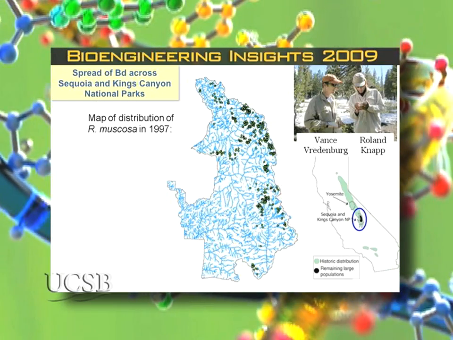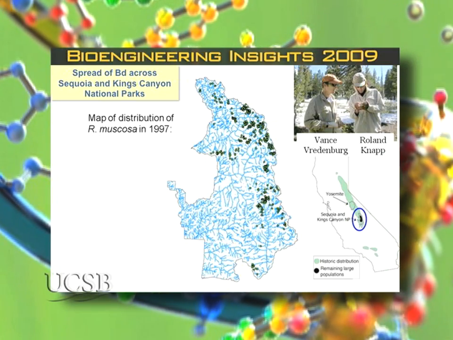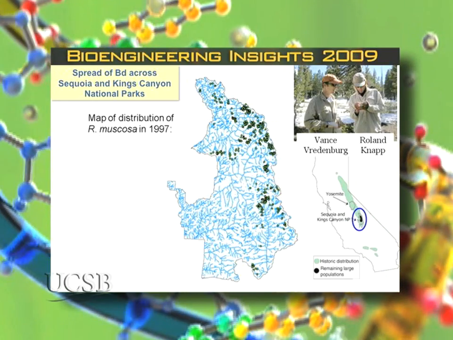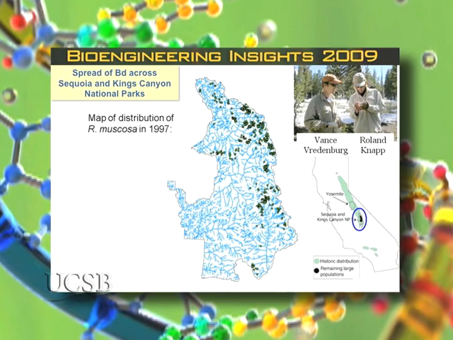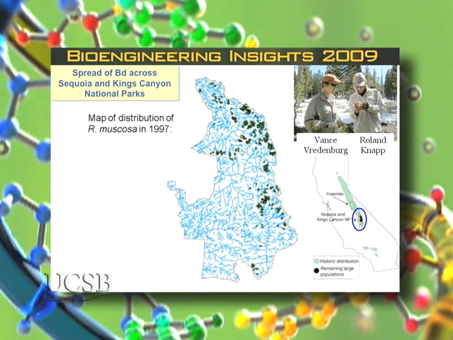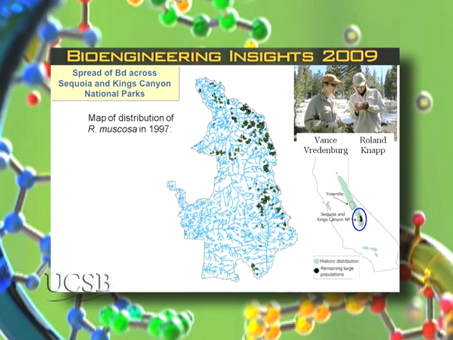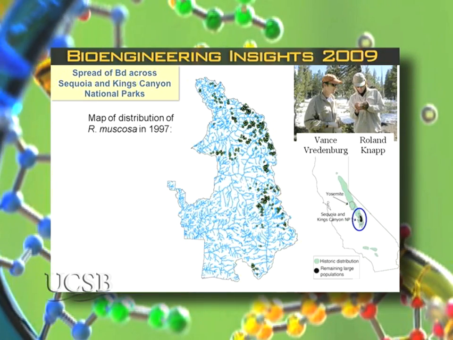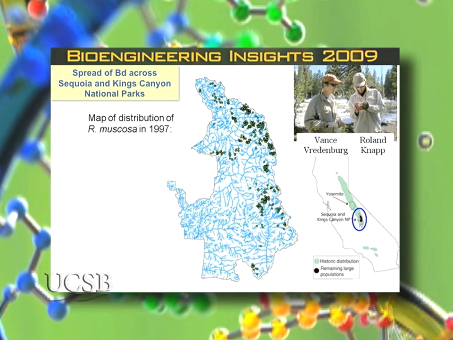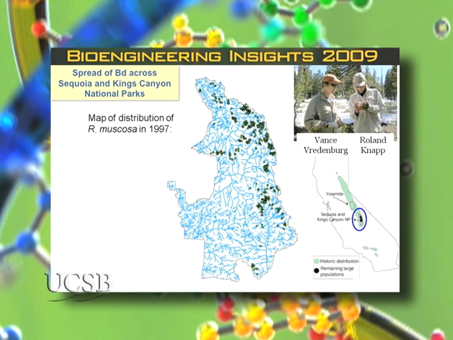This is a map of Sequoia Kings Canyon National Park. All of the blue stuff on here is water. And so it's the streams, the lakes, the rivers, and so on in the park. And historically, frogs occurred throughout the entire park. Every water body pretty much had Rana muscosa. And as of 1997, the frogs had already disappeared from the western part of the Sierras. And that was partially probably due to chytrid before we knew that it even existed, but it was also due to introduced fish, which is a whole different story. And all of the green dots here are where Rana muscosa were present in 1997.